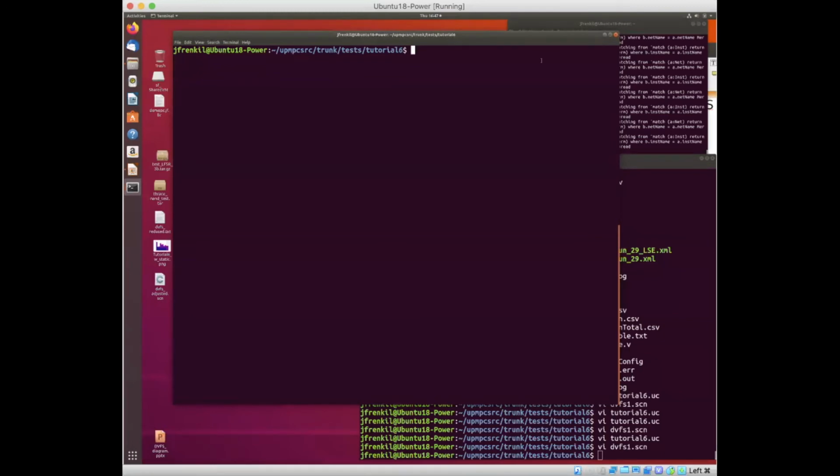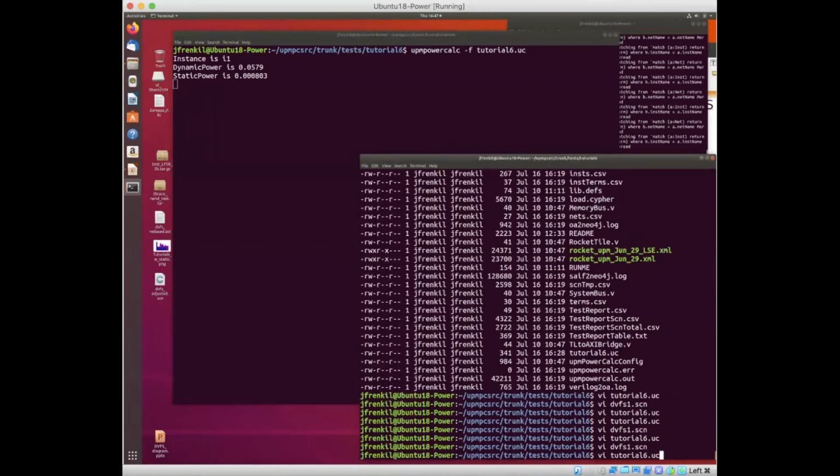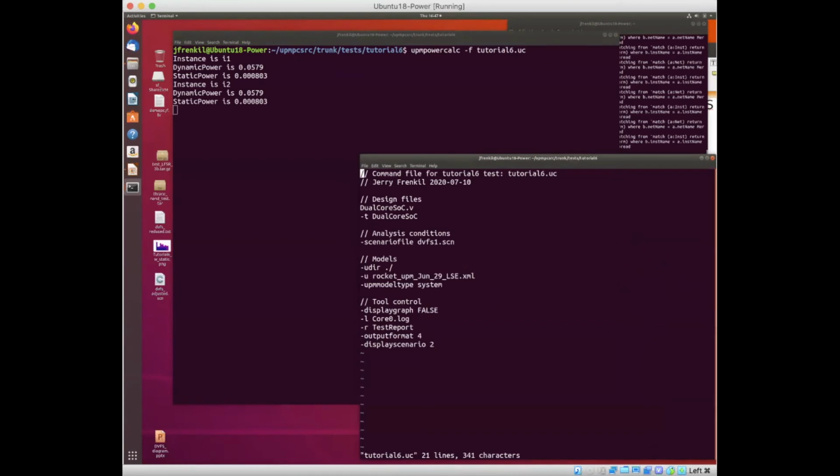Okay, now I'm going to switch from presentations to demonstrations using my virtual machine and kick off PowerCalc. So here I invoke PowerCalc from the command line using a command file here, tutorial6.uc. So let's take a look at the contents of that command file so that you can see what we're doing here with PowerCalc. So first we specify the design files, dual-core SoC.v.